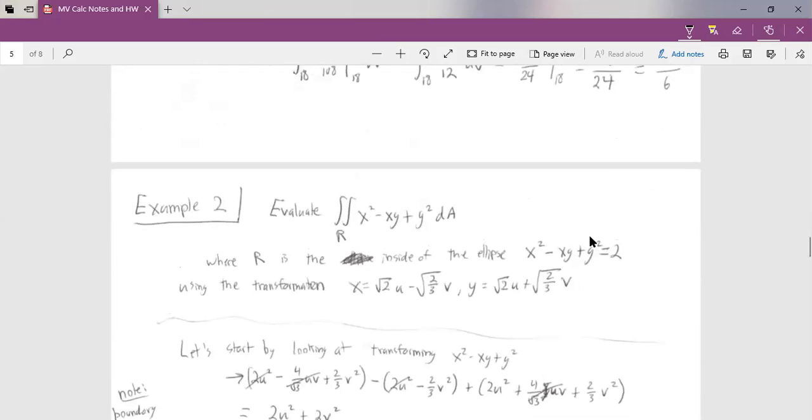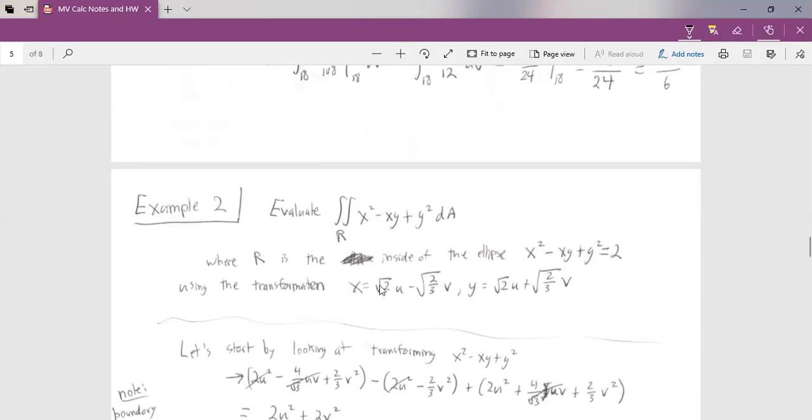So here, we want to evaluate the double integral of x squared minus xy plus y squared dA over R, where R is the inside of the ellipse x squared minus xy plus y squared equals 2. So essentially the idea here is that this is just going to be everything inside this ellipse.